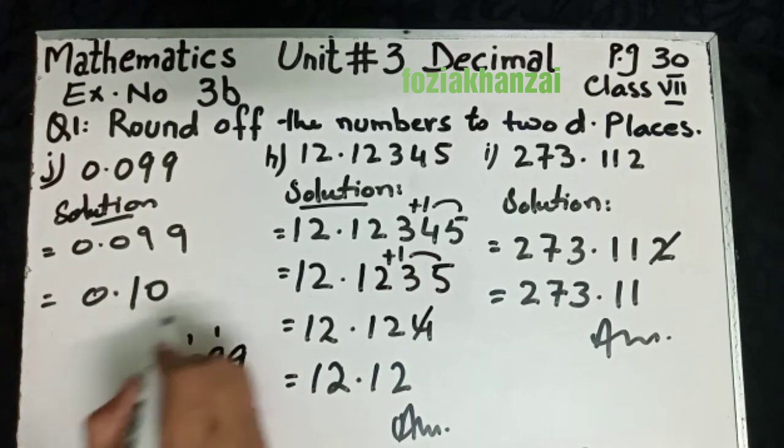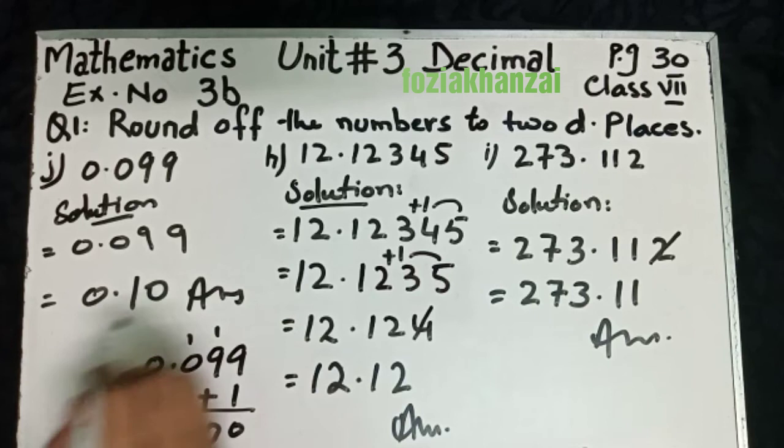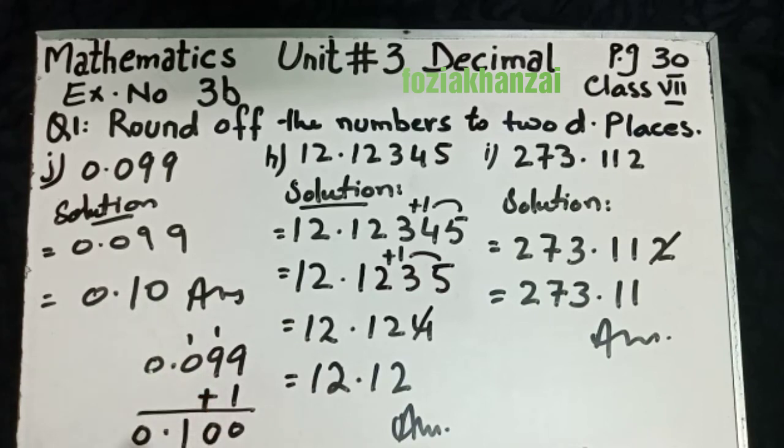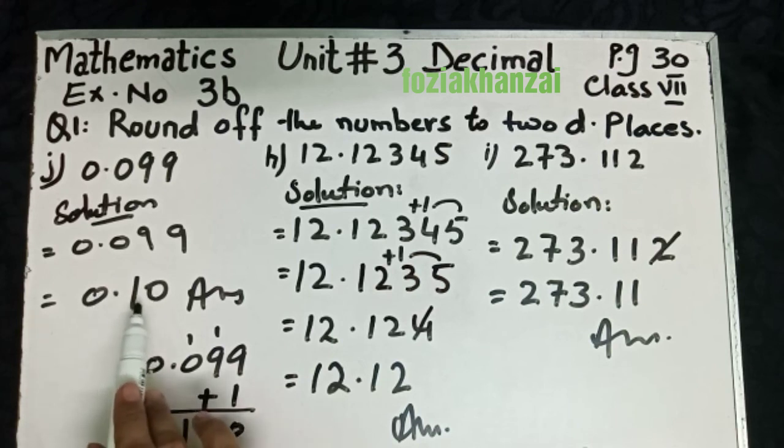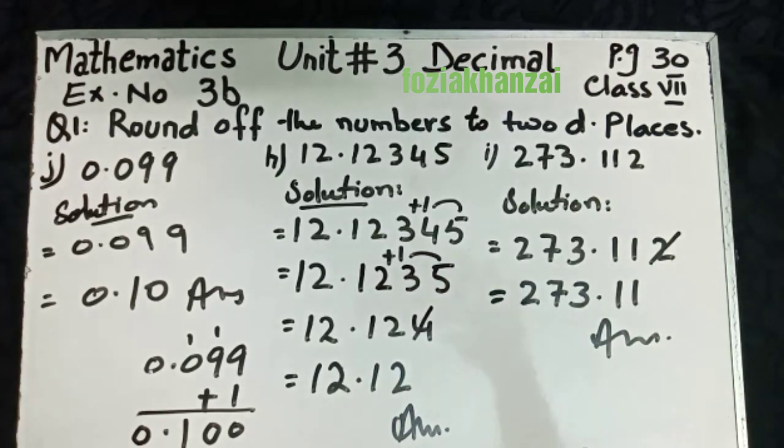0.10. 2 dp, after the decimal 2 digits. So we take 0.099 and add 1. So after adding 1, 0.100 would be the answer of this part. But the question is 2 dp, show 2 decimal places. So after the decimal just write down 2 digits: 0.10. Finish question number 1, rounding off to 2 decimal places. Exercise 3B.